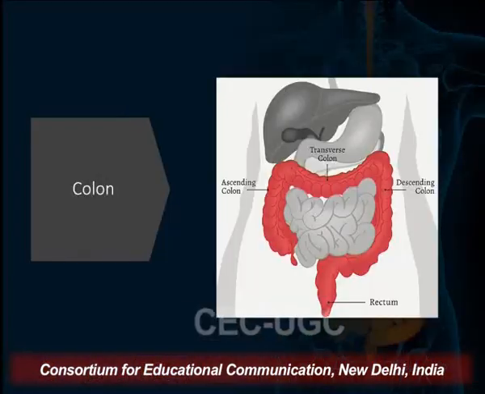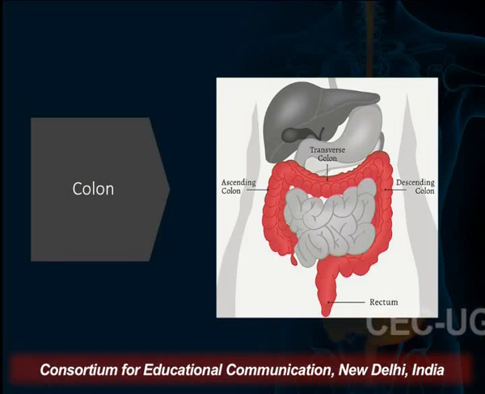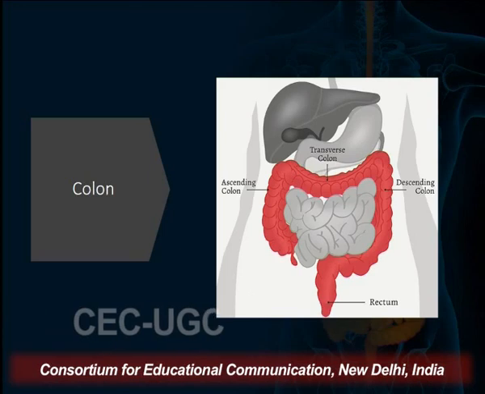Now we'll study the large intestine. We also call it the colon. The colon or large intestine is a 5 to 7 foot long muscular tube that connects the small intestine to the rectum. It is made up of the cecum, the ascending colon, the transverse colon, the descending colon, and the sigmoid colon, which connects to the rectum. The appendix is a small tube attached to the ascending colon.